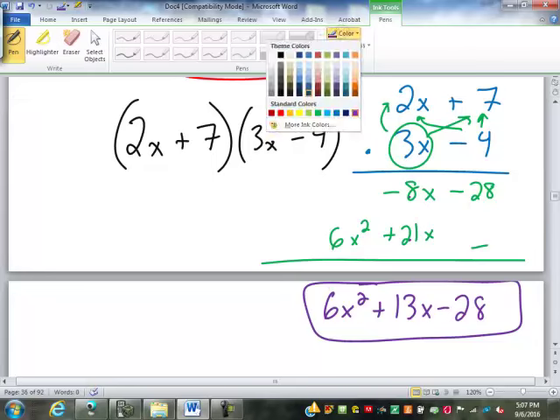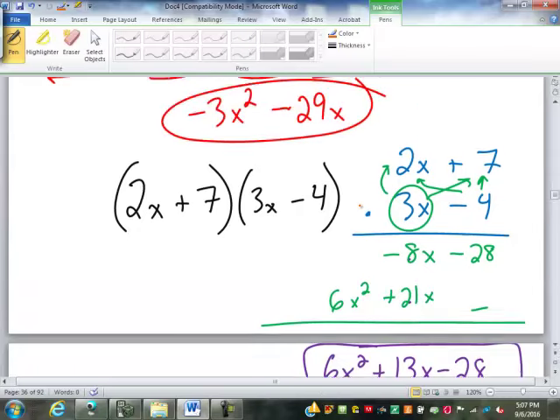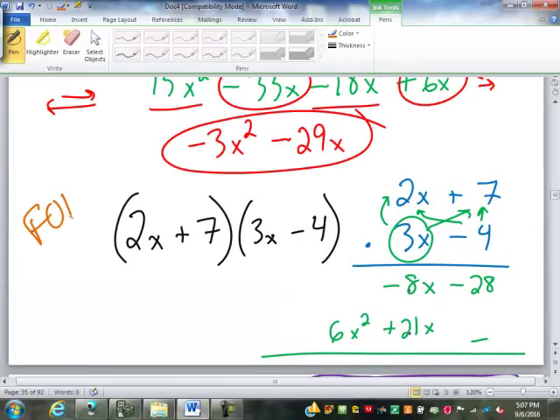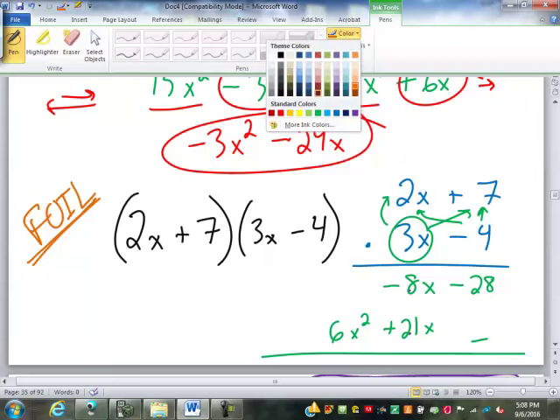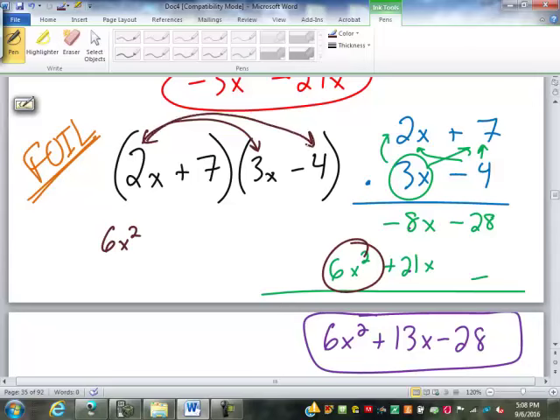Now, I know a lot of you have seen this, two binomials, they call it, multiplied together. And if you have, you probably learned a little acronym called FOIL. Right? FOIL, the F stands for first. You multiply together the two first digits. 2x times 3x is 6x squared. Notice we had that. O stands for outside. Multiply the outside two digits. 2x times negative 4 is negative 8x.